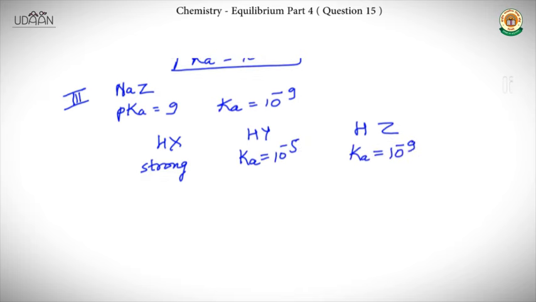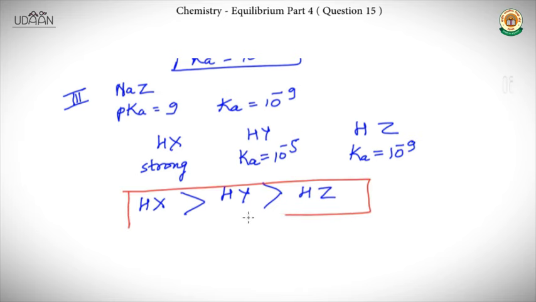So HX is definitely the strongest acid. The dissociation constant Ka for HY is greater than that for HZ. So HY is a stronger acid than HZ but a weaker acid than HX, and HZ is the weakest acid. So this is the right order.